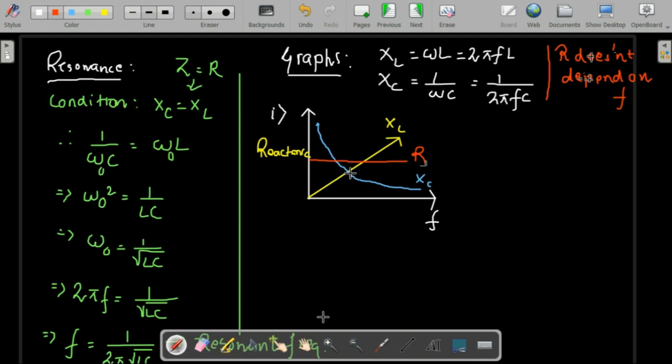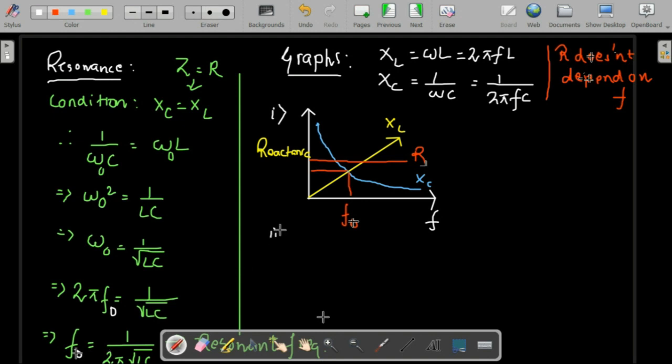But this particular point, the junction where the inductive reactance and the capacitive reactance meet, is going to give you the resonant frequency. That's quite obvious, right? Because I said that at resonance, the inductive reactance and the capacitive reactance are equal. So they are equal at this particular point as per this graph. So this graph is going to tell me the resonant frequency as well. The resonant frequency is my f naught. Okay, so this can be one graph.